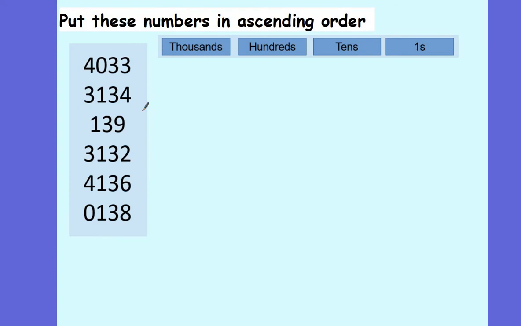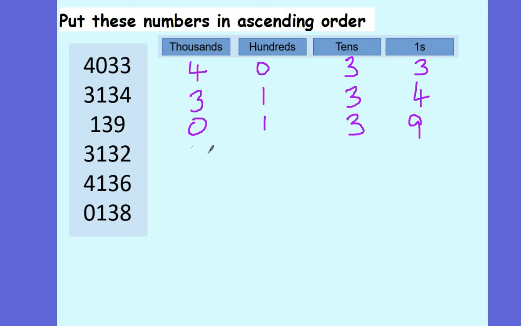Okay guys, can you pause the video for 5 minutes or so, and in your rough books or on your mini whiteboards, put these numbers in ascending order from smallest to biggest. Okay, I'm going to run through the answer. I'm going to start by putting all of my numbers into my place value table, making sure if I've got a 3-figure number, I put a 0 in my thousands column.